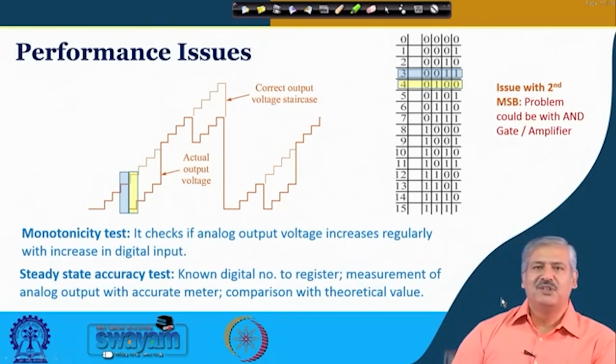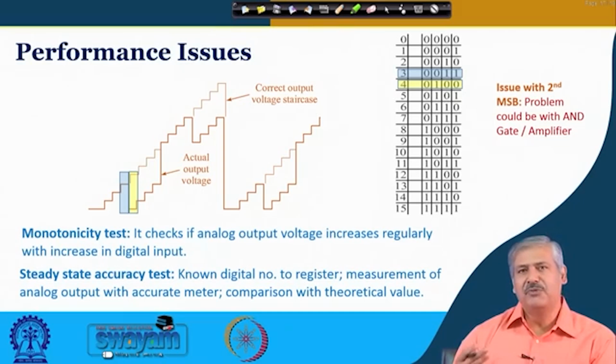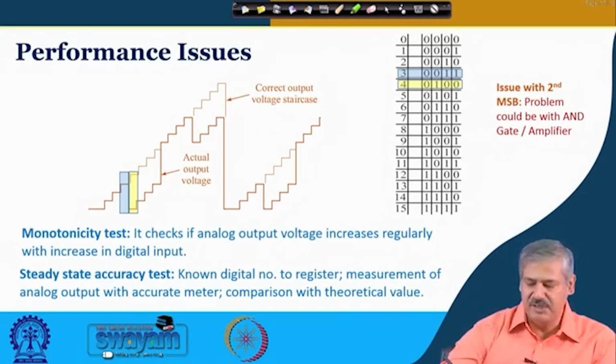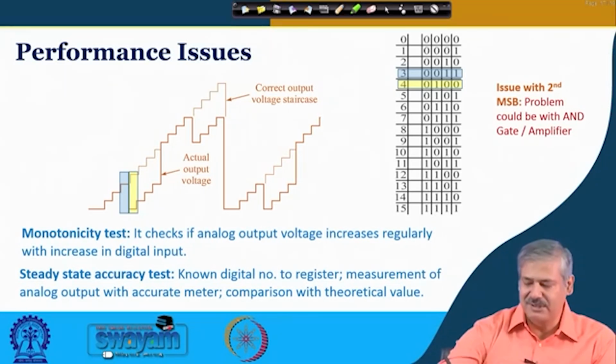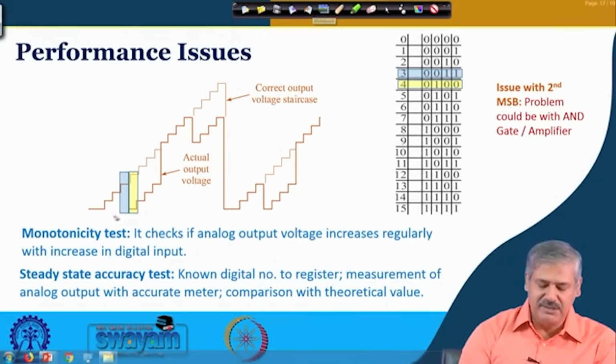Right. Now, when a DAC is made, we often consider a monotonicity test. Monotonicity test means monotonous, it is increasing at the same rate. So, gradually it is increasing. So, that is what we need to see. If the digital input is gradually increased, the corresponding analog output should increase in this manner.